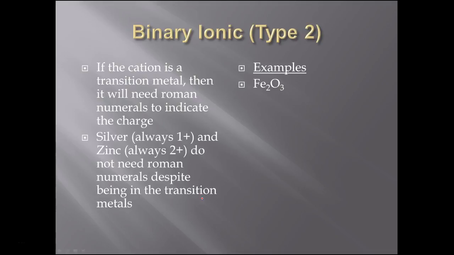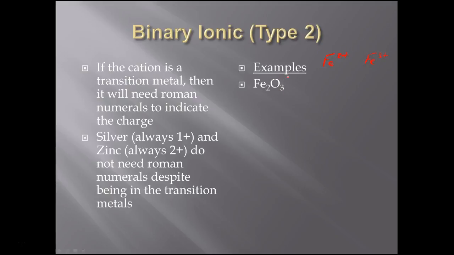Let's go through a couple more examples here. Fe2O3. So you need to know, if iron is in the transition metals, what are the two possible charges that iron can take? Well, I know from experience that iron can have a 2 plus and a 3 plus version of itself. So we need to figure out which one of these it is.